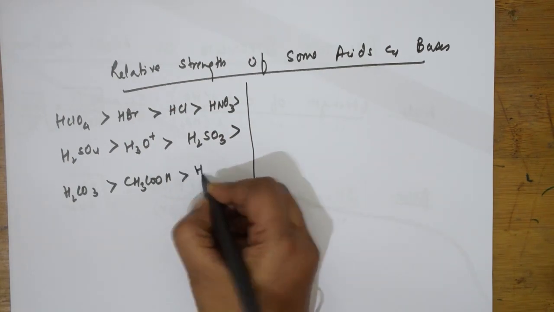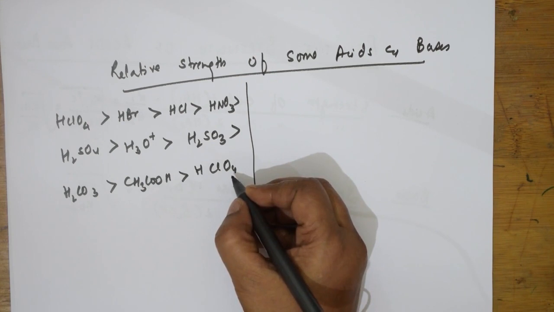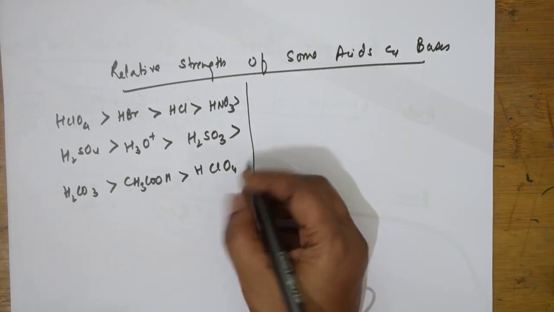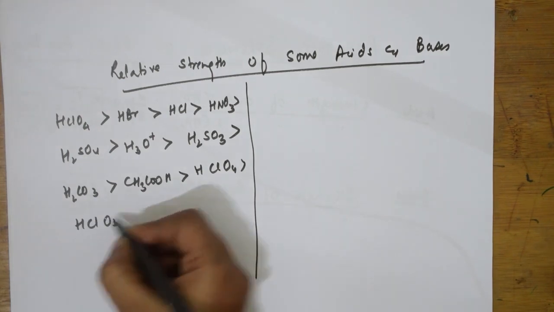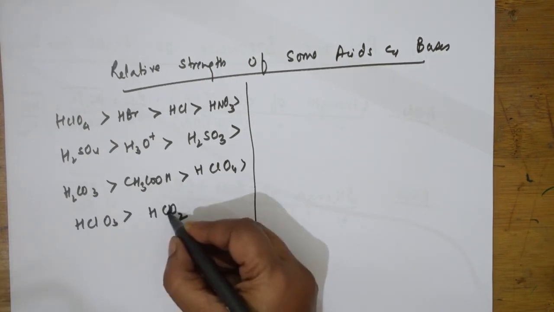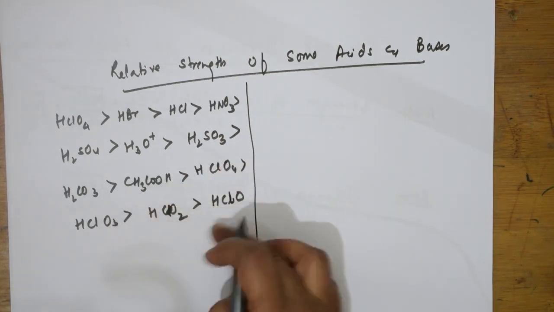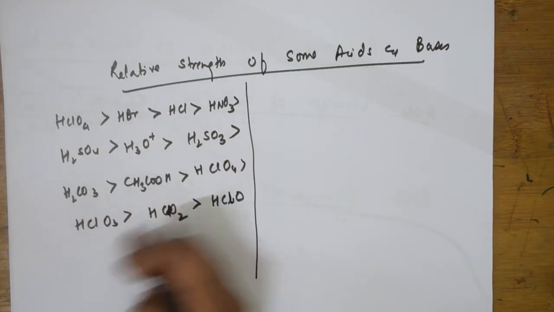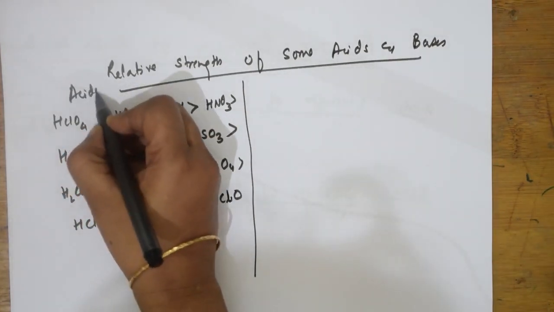Then HClO4 is greater than HClO3, which is greater than HClO2, which is greater than HClO. Here we are comparing between this set, and this again is another set. This is your acid strength.